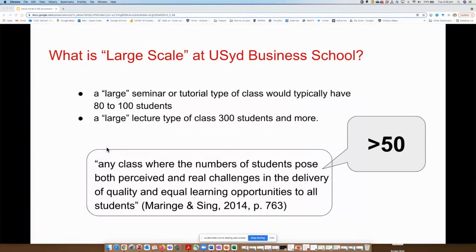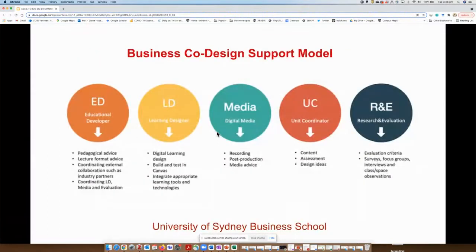We've since grown. That's definitely changed, and we've looked at models where we have more than one teacher in the class with more students. So I just want to introduce a little bit about my team and about what we do. So we're called the Business CoDesign team, and we are a group of sub-teams, if you like. So I've got 7 educational developers, 7 learning designers, a media team of about 7 people, actually 7 or 8. And we've got some members of the team who are solely focused on evaluation and research.